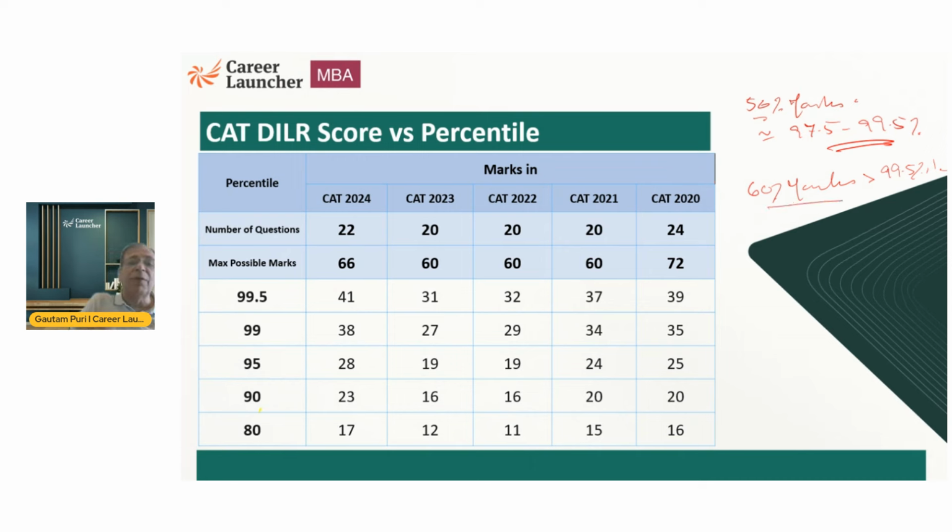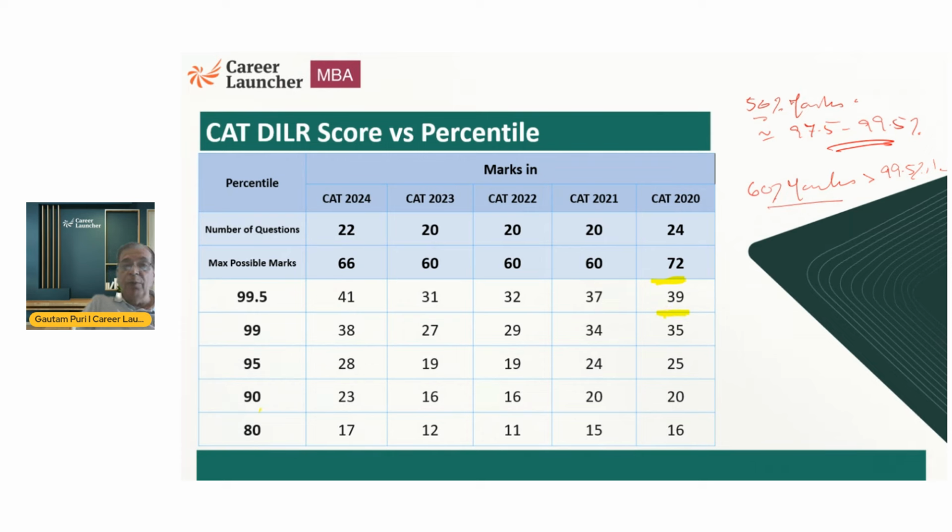And if you look at the last 5 years' papers, you will see it. In CAT 2020, there were 24 questions worth 72 marks, and 50% marks would be 36 marks. 60% marks would have been about 42 marks. So 60% is above 99.5 percentile and 50% is around 99 percentile.